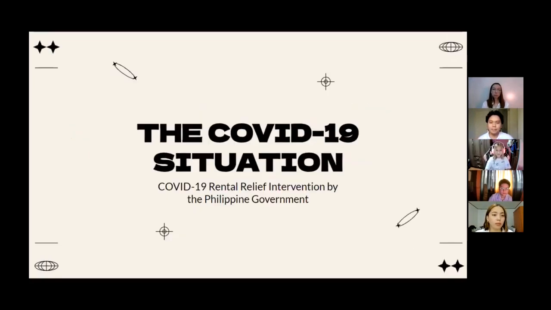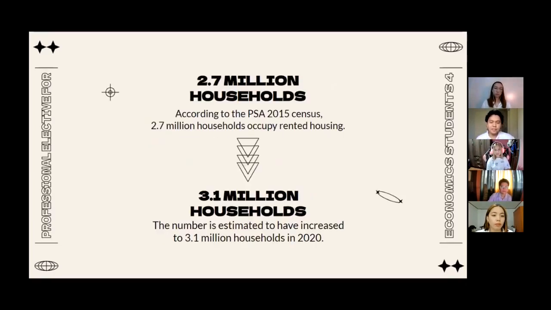So now we will be talking about the COVID-19 rental relief intervention by the Philippine government. Next slide, please. Based on the Philippine Statistics Authority 2015 census, some 2.7 million households occupy rented housing. The number is estimated to have increased to about 3.1 million in 2020. So you could imagine that the COVID-19 pandemic affected millions of households, which is why the government implemented the Rent Relief Act of 2020. Next slide, please.